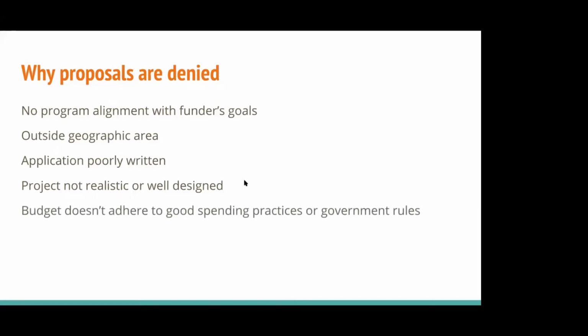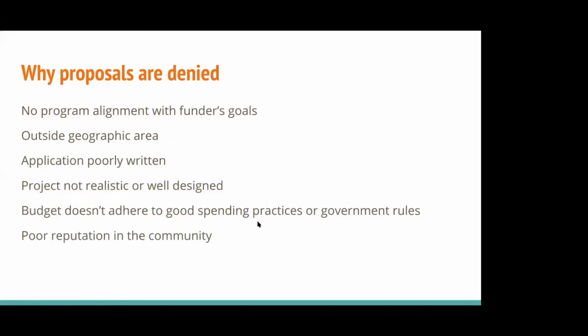Your budget doesn't adhere to good spending practices, or government rules. And this is really important anytime you're writing a government grant. They almost always want you to follow certain rules, and in the RFP there will be some pointer to what these rules are. So if you notice in the RFP that they say they want to make sure you are spending money in adherence with government regulations, you want to look at that and make sure you are proposing to use the funds in alignment with those rules and regulations. So sometimes a proposal will be denied because of the budget.